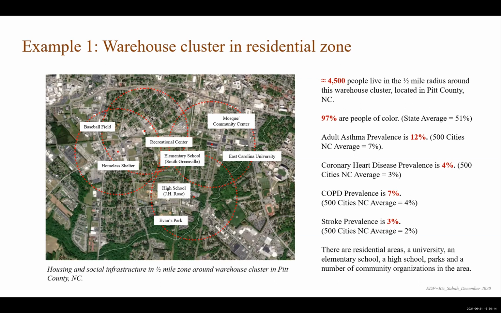The adult asthma prevalence was 12%. For context, in the 500 Cities health data from the CDC, the average in North Carolina is 7%. Similar data for COPD, stroke prevalence, and pulmonary heart disease. Again, social infrastructure, on the figure on the left, you'll see is in close proximity to a lot of these facilities: a baseball field, a homeless shelter, a university, a high school. Again, how are these communities being impacted by truck-attracting businesses?